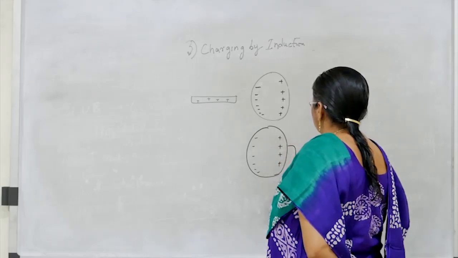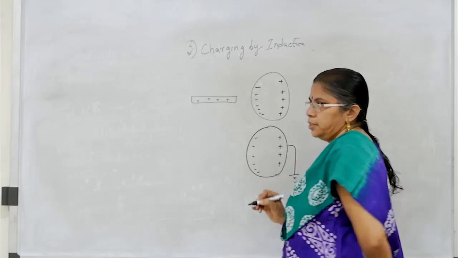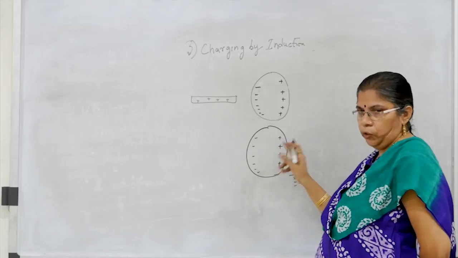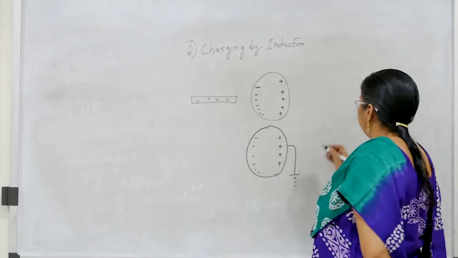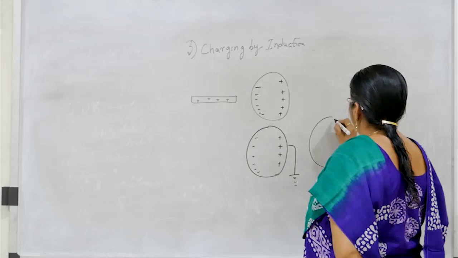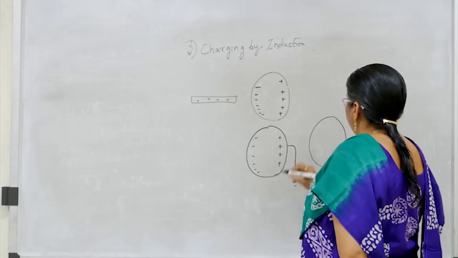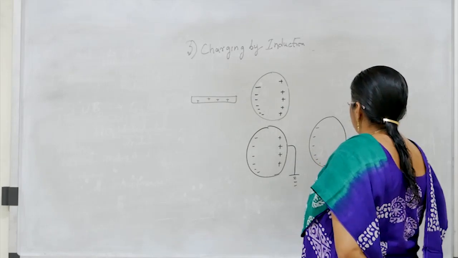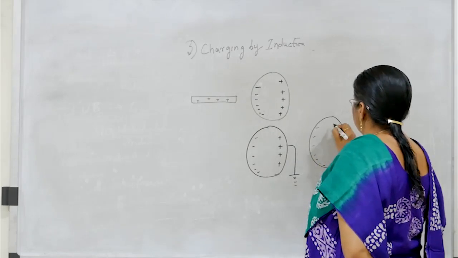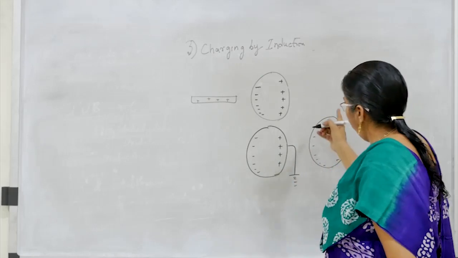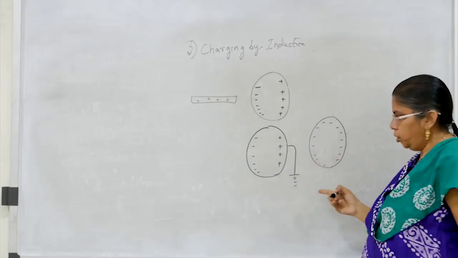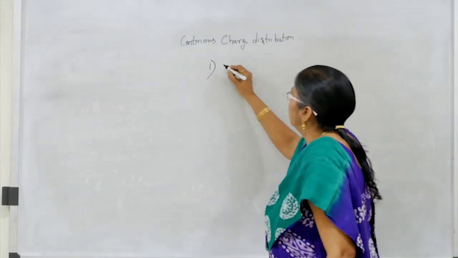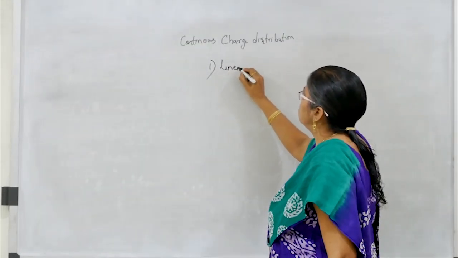So what happens is the electrons from the earth will move to the neutral body, and after some time this charge that is there on this body is distributed among this neutral body. First one is linear charge distribution.